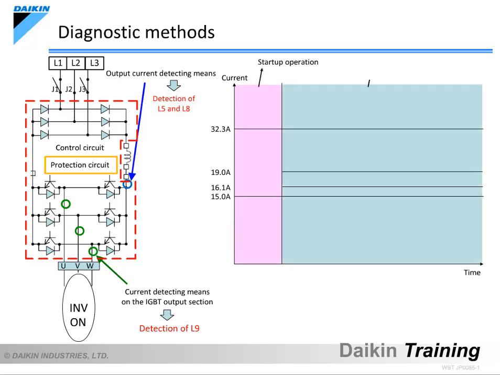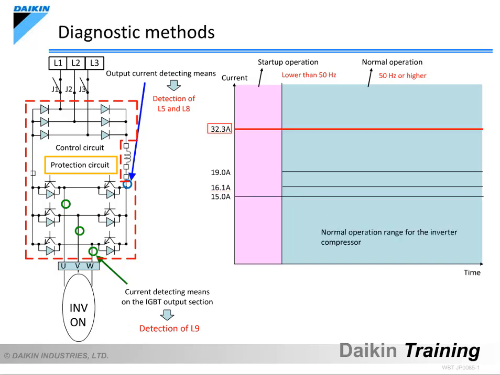There are two types of malfunctions detected by the protection circuits on the inverter PCB. One is a malfunction that occurs during startup operation, and the other is a malfunction that occurs during normal operation. Startup operation refers to when the system is operating at an inverter frequency of lower than 50 Hz, while normal operation refers to when the system is operating at an inverter frequency of 50 Hz or higher. The operating current of the inverter compressor is 15 amperes or lower, regardless of during startup or normal operation.